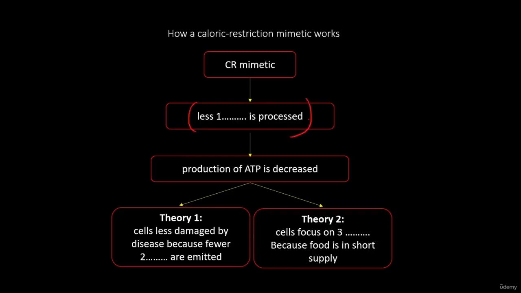Hence, your idea should be to create a sequence by yourself, or create a story by yourself. Here, something less is produced, where production of something is decreased, that is ATP. Now, the reason for ATP to be decreased has two theories, theory 1 and theory 2. This is what we understood from the flowchart. See, finding the answer could be easy if we understand.